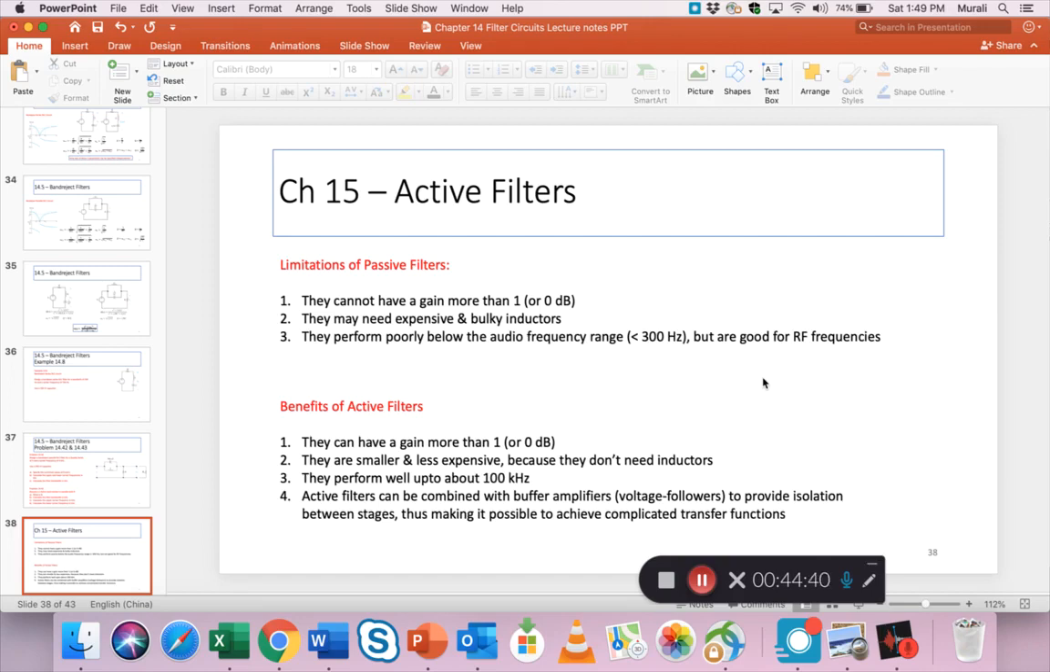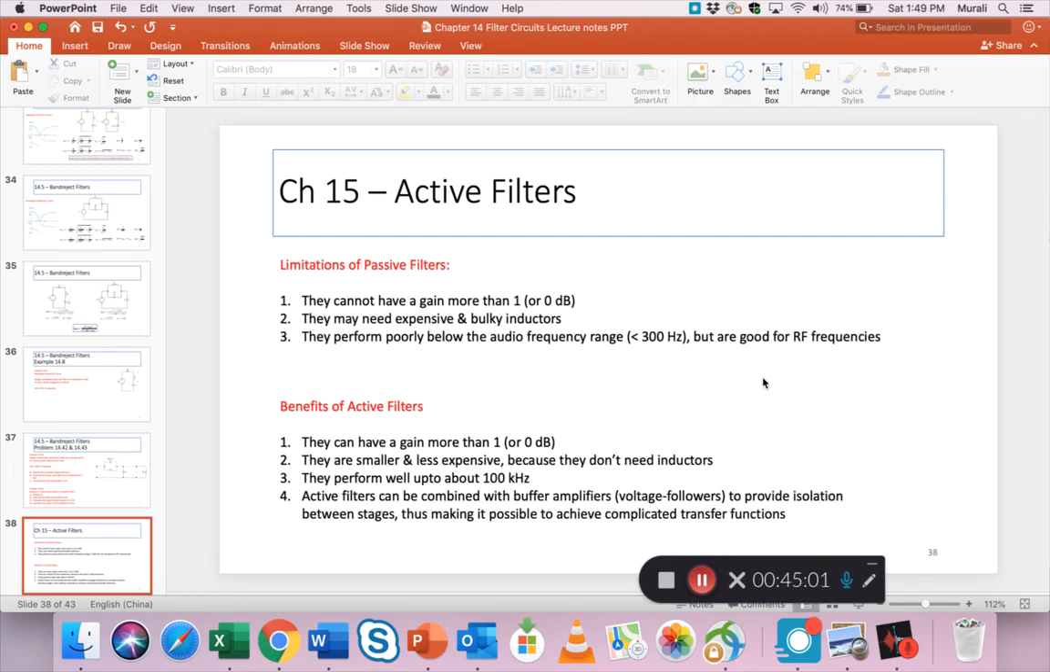Similarly, lastly, important, active filters can be combined with buffer state amplifiers, also called voltage followers, which we talked about when I talked briefly about op amps, Chapter 5. I briefly introduced you to the idea of a voltage follower, which is an op-amp circuit with a gain of 1.